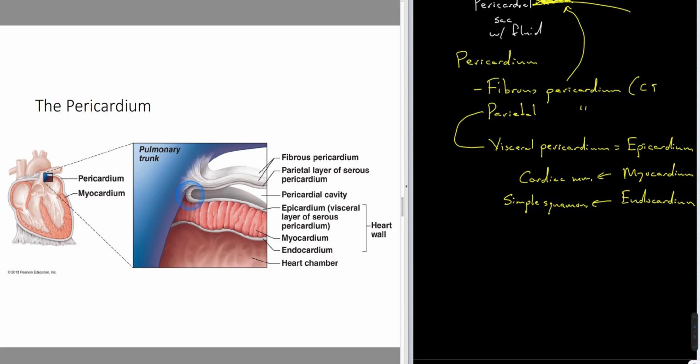And now that's physically connected to the parietal pericardium. So our heart is physically attached to our serous membrane. Okay? Remember what the epithelium is of the serous membranes. If you remember, we call it the mesothelium, but this is also simple squamous. So we have simple squamous, cardiac muscle, simple squamous, physically attached to the pericardial membrane. So our heart is not going anywhere.